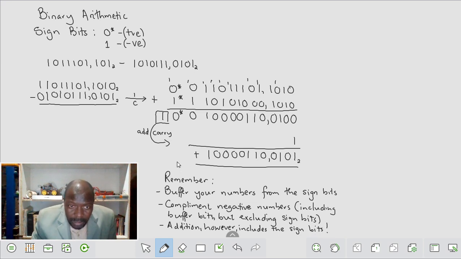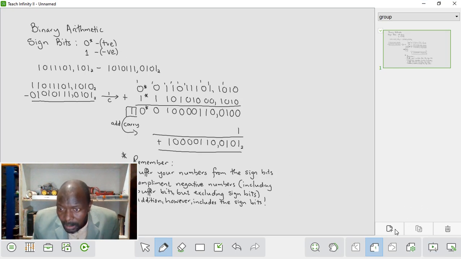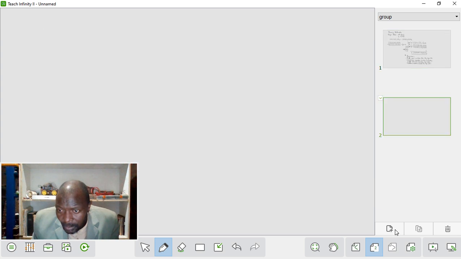Okay, just remember this, very important. These are the key things that you need to remember. I'll do probably another example. Let me open a new page and do maybe 2 examples.